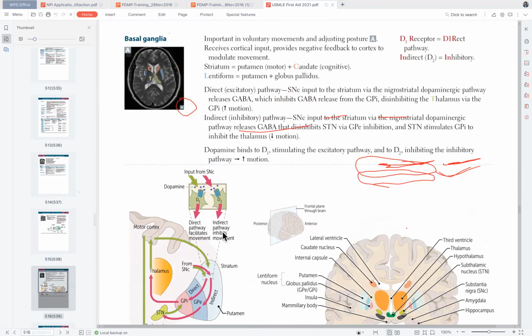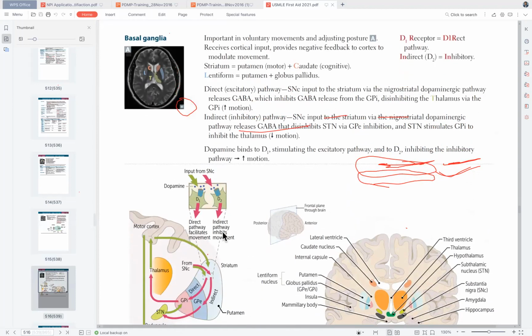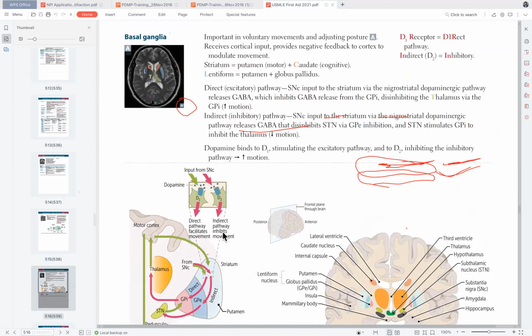So I think we talked briefly about the basal ganglia. It's a whole topic on its own. But you want to know which nuclei make up what. So you want to know the putamen, the caudate nucleus, and the lentiform nucleus, which is the putamen and globus pallidus. The striatum is the putamen and caudate.